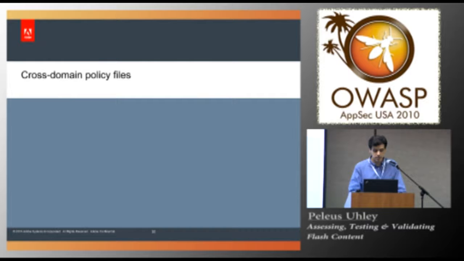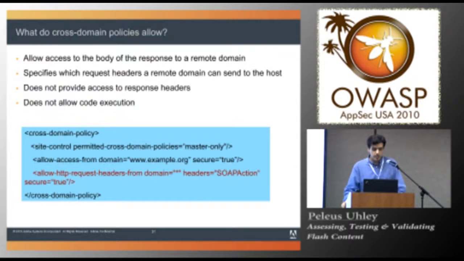And lastly, just a little bit about cross-domain policy files. Basically, what cross-domain policy files allow is access to the body of the message that's returned from the server. A lot of you are familiar with cross-site request forgery, and the way the attack works is you send a series of requests to a domain that's not yours, and you're sort of flying blind. You just send the requests hoping that they work.